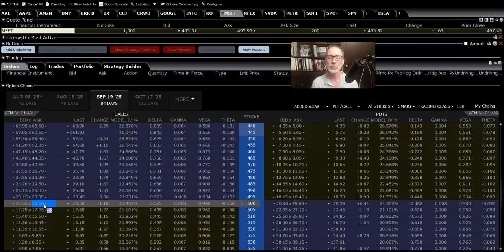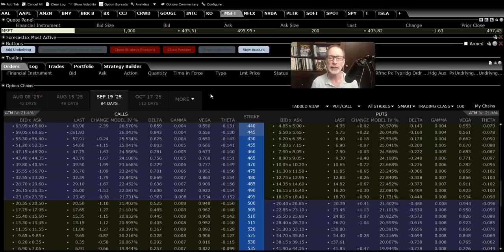Okay, so both of those numbers have to add up to $5. You're risking 285 to make 215, so it's more of a balanced kind of trade. The at-the-money trades are a little bit more balanced. But let's look at what that probability of success would be and what the break even would be.